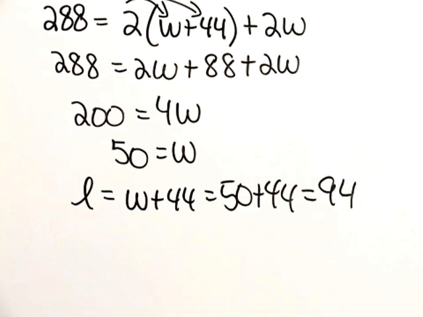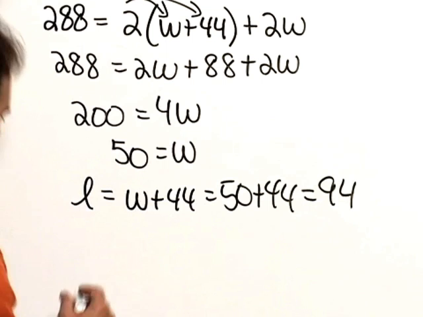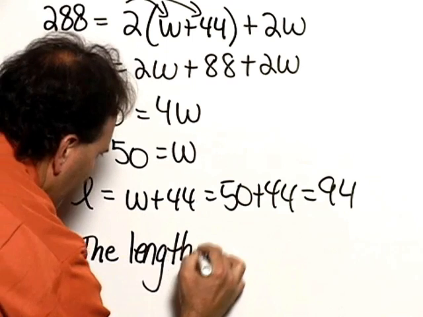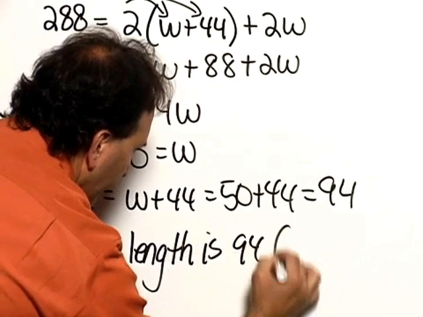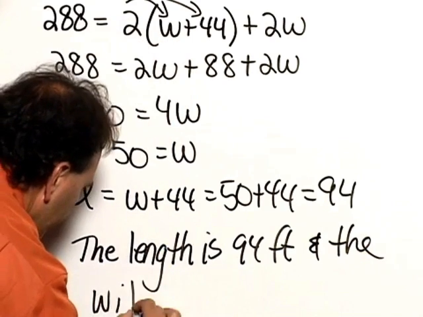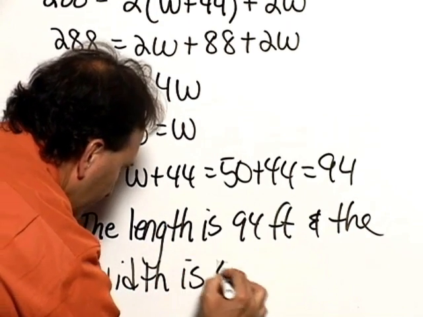And then we finish with the fifth step of the process, which is to state the answer, and that is the length is 94 feet and the width is 50 feet.